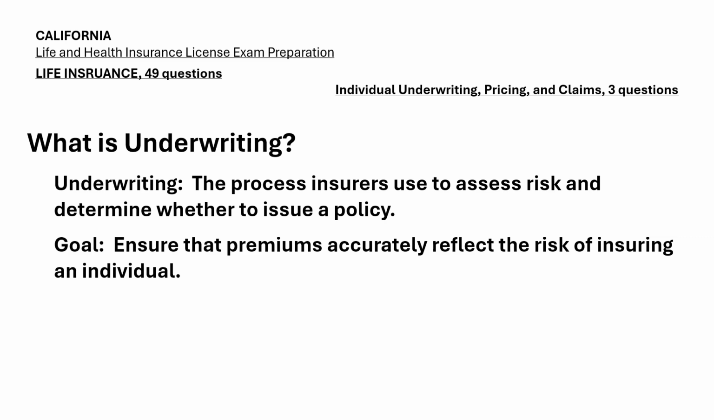Master these terms. Underwriting: the process insurers use to assess risk and determine whether to issue a policy. Goal: ensure that premiums accurately reflect the risk of insuring an individual. Description: underwriting is a critical part of the life insurance process. It involves evaluating an applicant's risk factors, such as age, health, occupation, and lifestyle, to determine whether the insurer should issue a policy and at what premium.